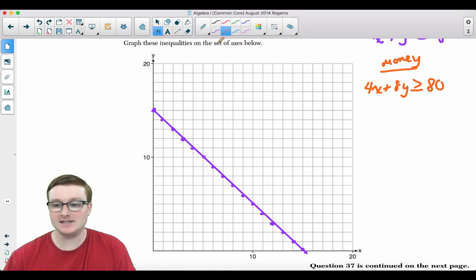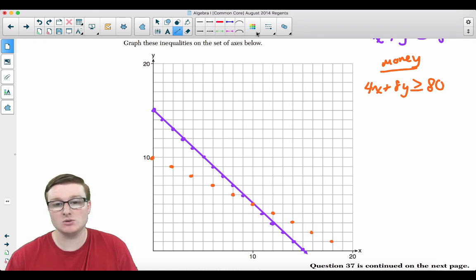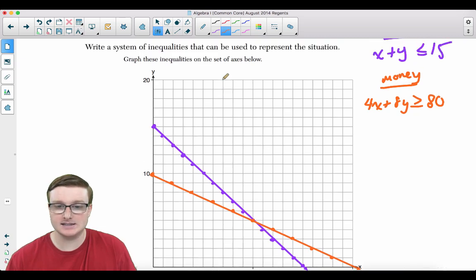And now let's go ahead and graph the second one. The second one has a y-intercept of 10, and it has a slope of down 1 to the right 2. Down 1 to the right 2, down 1 to the right 2, and you keep on going. Ooh, there's an intersection point over there. That might be helpful. Who knows? Okay, so now I'm just going to graph that line.